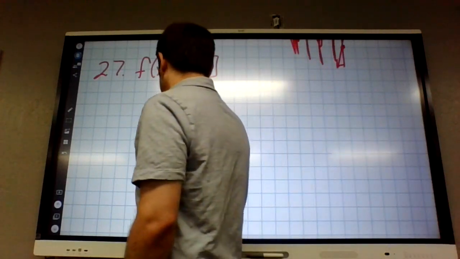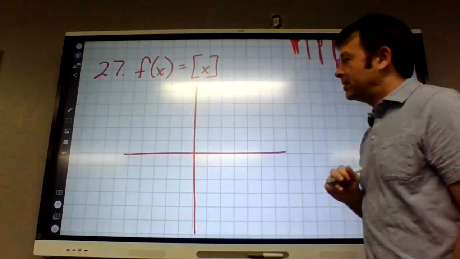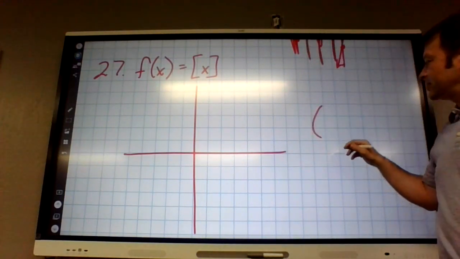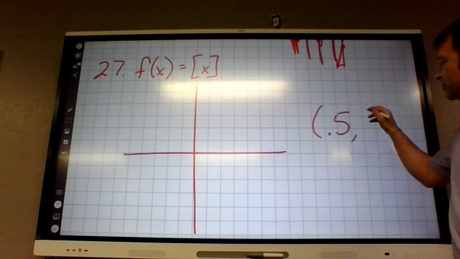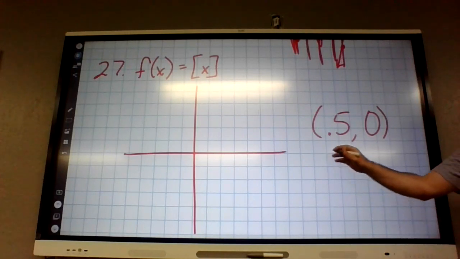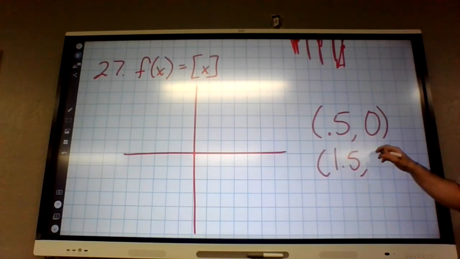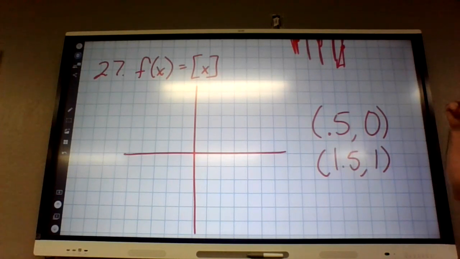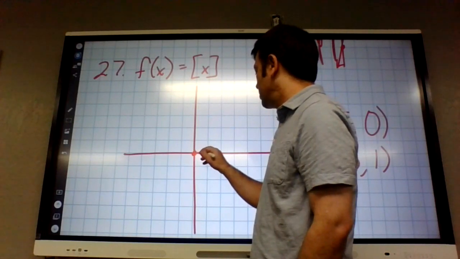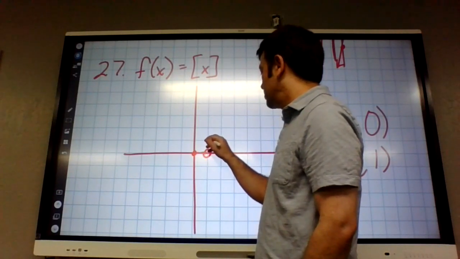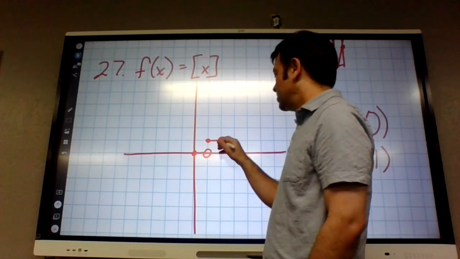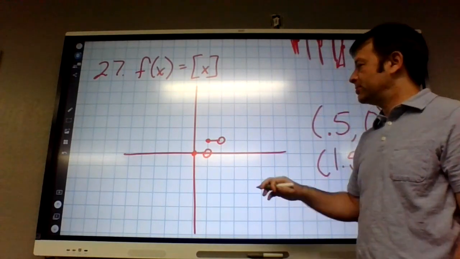Basically means everything rounded. Like if x were, let's say, 0.5, for example, the y value would be 0, because it rounds it down to the next lowest integer. If x were 1.5, the y value would be 1. So what it ended up looking like, closed circle at 1 because 1 rounds down to 1, and an open circle.